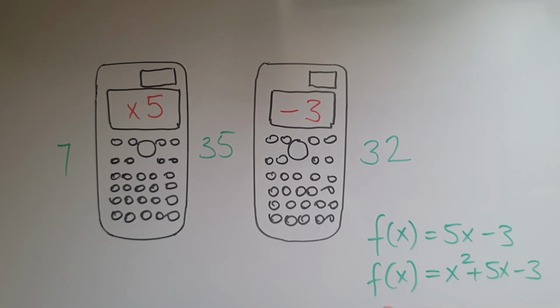You get the number, any number that might be. So x might be a 6, for example. And then you square that. And you add 5 lots of 6, which is 30. And you take away 3. So that is 36. Add 30, that gives us 66. Take away 3 gives us 63.